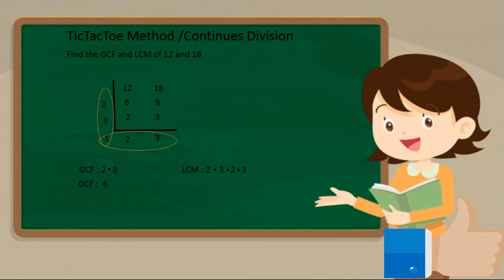So that is 2 times 3 times 1 times 2 times 3. So we may not write 1 anymore, since any number multiplied by 1 is equal to itself by the identity property. So 2 times 3 times 2 times 3 is equal to 36.